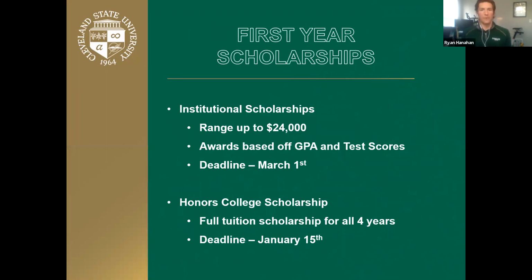So going back to those first year scholarships. Our institutional scholarships typically range up to $24,000 for in-state students. They're going to be based off of your GPA and test scores. We don't have a hard deadline for our general application. The only deadline we really push for our students is March 1st, because these scholarships we offer for first year students are as funds are available. So up until March 1st, we can guarantee that scholarship. After that date, if we don't have the funds, unfortunately, we can't do so.